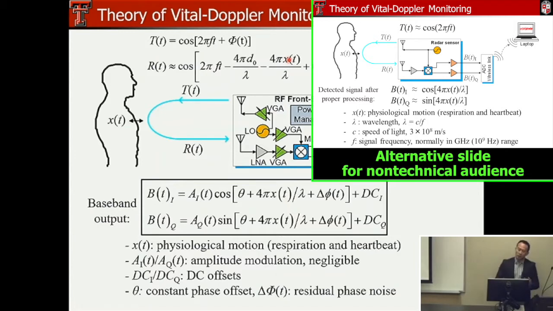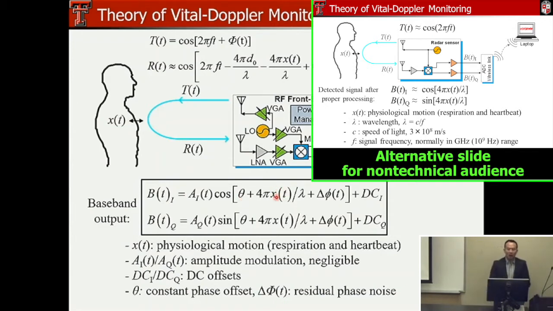On the receiver side, if we have a mixer to compare the transmitted signal with the received signal, we can cancel out the carrier frequency. If we have a quadrature system to produce quadrature output I and Q channels, then on your I and Q channels you are going to expect cosine and sine functions, and what is modulating these functions is really the motion x of t. If everything goes well, we can demodulate the signal based on different algorithms, say arctangent signal demodulation or complex signal demodulation, to get information on the physiological motion.